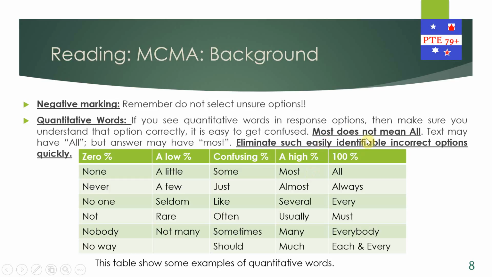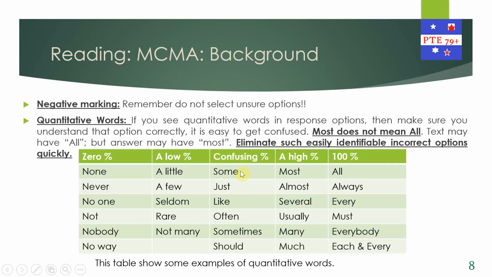So there is a lot of difference between most and all. All of us know this, but we commit mistakes here. What happens is, in the text, everything will match except that word, all or most, and we will select most and it will be wrong. That's why be careful of these quantitative words. Some of the quantitative words are none, never, no one, not, nobody, no way, which means zero, absolutely zero. And absolutely 100% is all, always, every, must, everybody, each and every. A higher percent is most, almost, several, usually, much, many, and all these words.